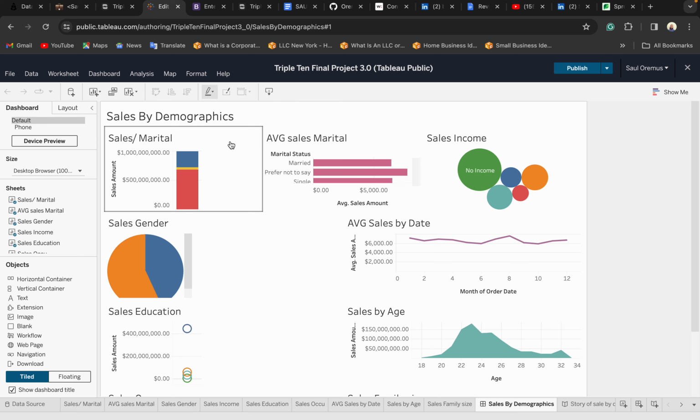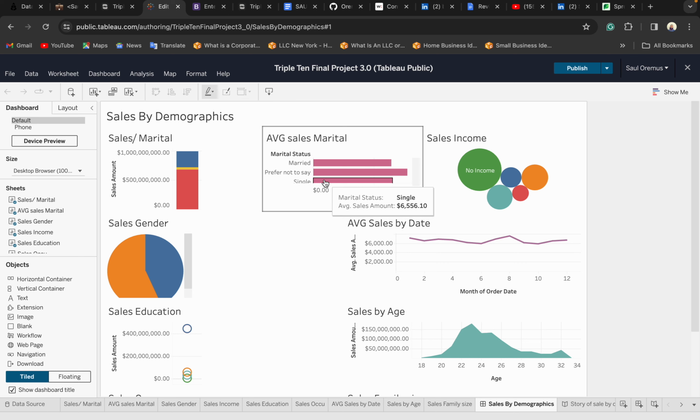This graph just shows, in terms of the total sales, the breakdown between the marital status of those sales. As we can see, the single is in blue, the married is in the second color, and the yellow is preferred not to say. Single people make up the overwhelming majority of the sales, so that lets us know that single people are the majority of the customers that are buying the most often and buying the most as well. Here, in terms of the average sales from marital status, it's a little bit more of a picture as opposed to the first graph that showed the total sales.